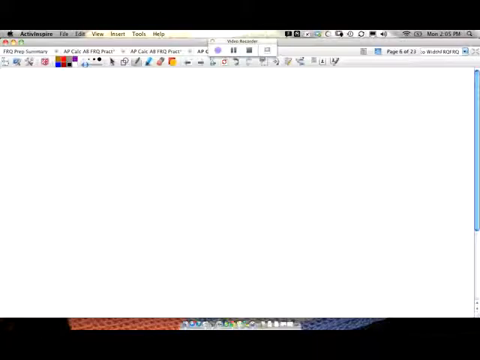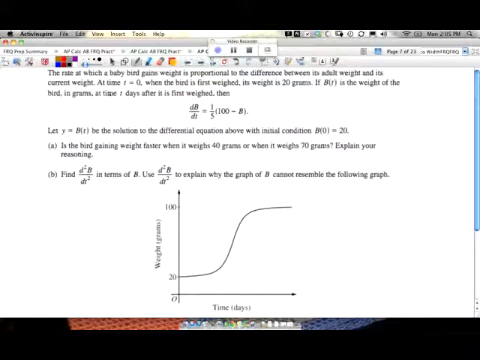So let's add an empty page. Let's move on. The rate at which a baby bird gains weight, that's interesting, more W. And its current weight at t equals 0, when the bird is first weighed, is, okay, so b of 0 equals 20. Alright. Let y equals b of t, the solution to the differential equation, b of 0. Oh, they gave that to us there.